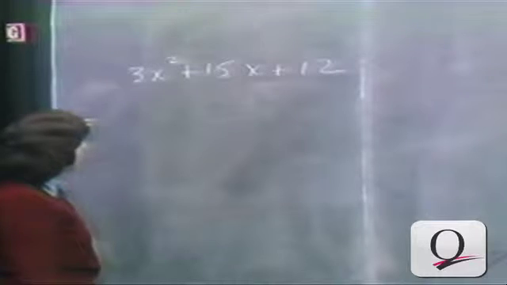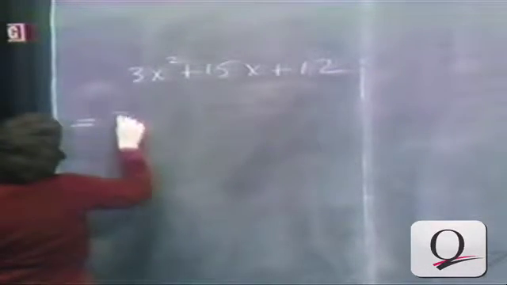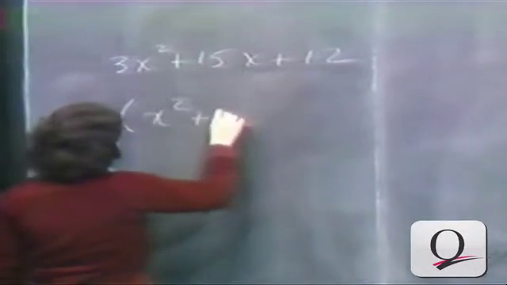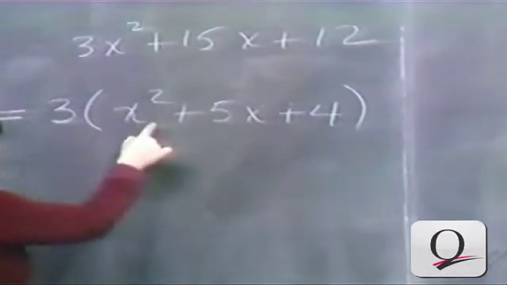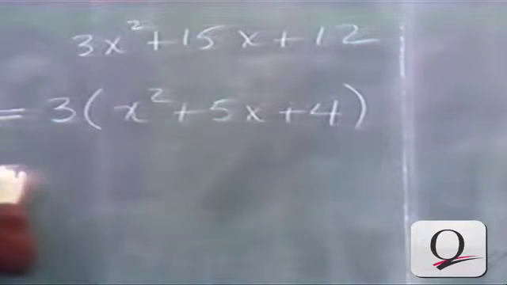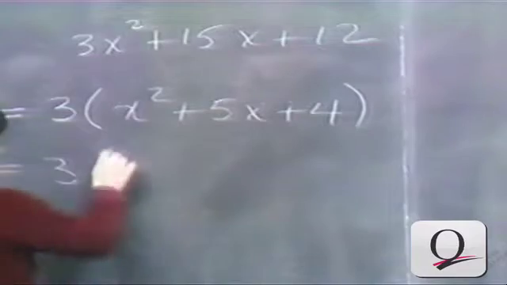In this particular problem, we notice that all the terms have 3 as a factor. So we can pull out a 3 in front, leaving us with x squared plus 5x plus 4. This gives you 3x squared plus 15x plus 12. Now we would like to factor the x squared plus 5x plus 4.